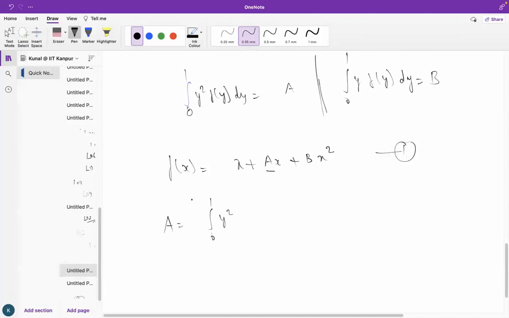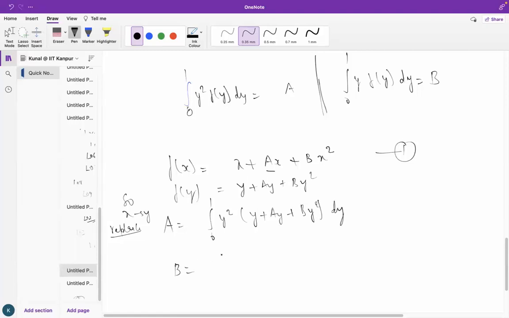So when we put f of y, f of y means replace x by y. Do nothing, just replace x by y. When we do that, what do we get? y plus ay plus by square. I hope you all understand what I am trying to do here. So we have to write y square f of y, and our f of y is nothing but y plus ay plus by square, dy.